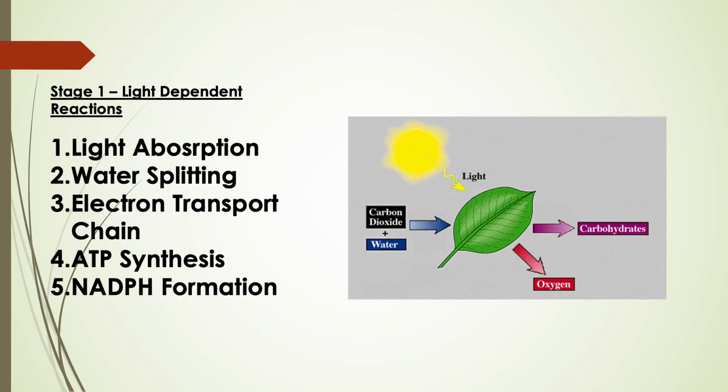Lastly, regeneration is where the remaining 5 G3P molecules are rearranged into a process that requires more ATP. This regenerates the starting molecule, allowing the cycle to continue.